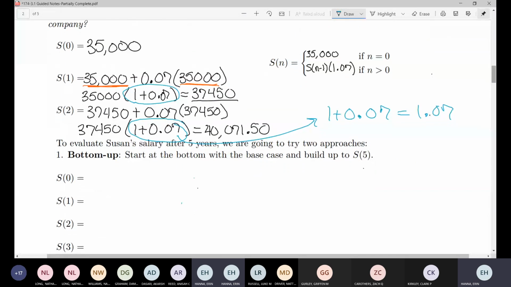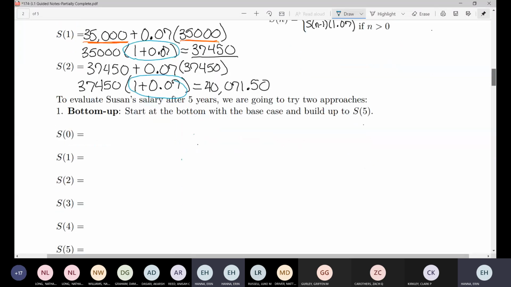So now say we wanted to figure out how much she was making after 5 years. Well, there's 2 ways you can think about this. There's a bottom up and a top down way. So we're going to look at both. The bottom up way would be what we were starting to do, where we'd just start from the bottom and keep building up until we get to the point that we need to be at. That's the downfall of these recursive things, that if we want a value, we have to know everything before it.